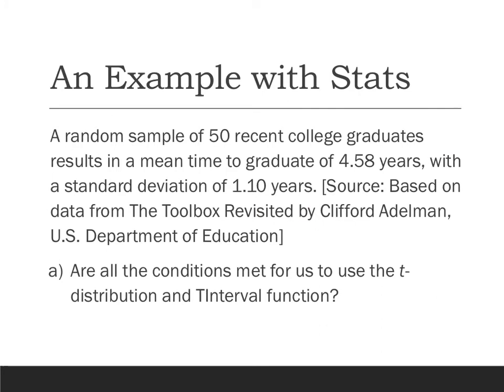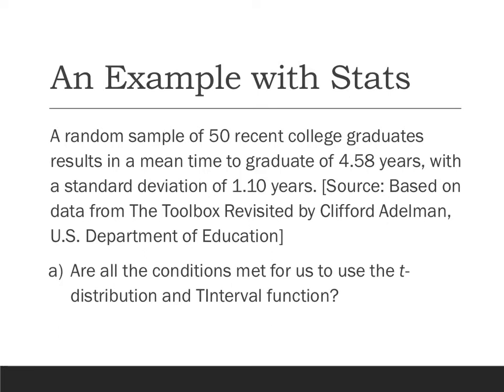All right, so as I said, this is an example with statistics. A random sample of 50 recent college graduates results in a mean time to graduate of 4.58 years, with a standard deviation of 1.10 years. This is based on some data gathered from the U.S. Department of Education. So the first thing we want to know is, are all of our conditions met for us to use the t-distribution and the t-interval function?